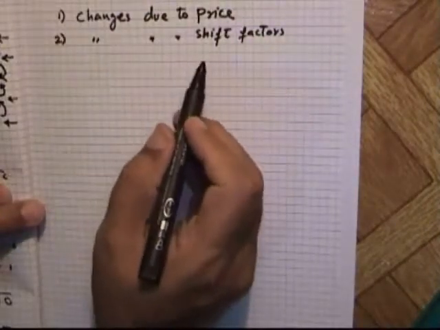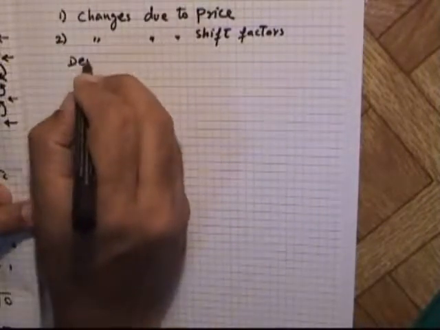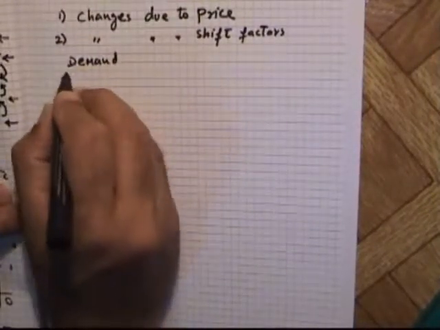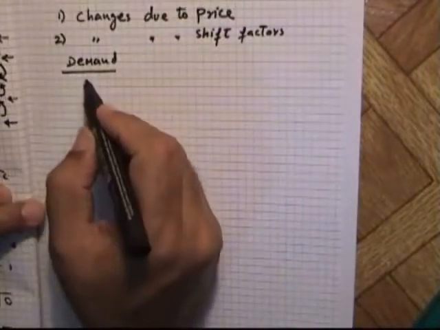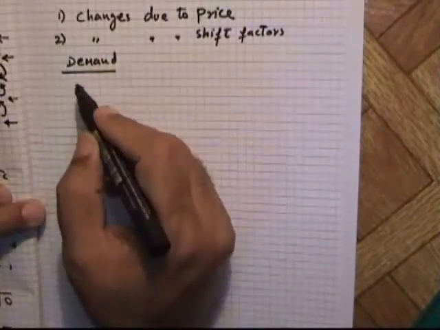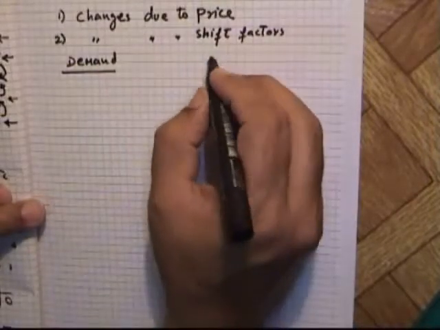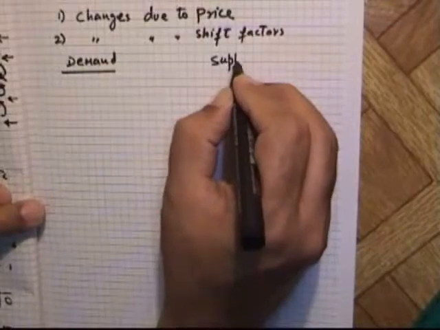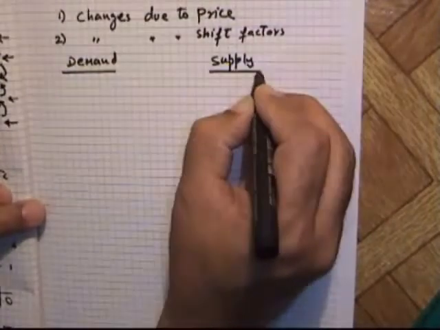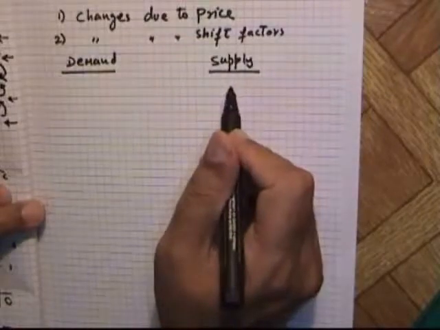In demand and supply, we have different shift factors. Like in demand, shift factors are those assumptions which we assume that these factors will not change when the law of demand is being analyzed. And shift factors of supply are those factors which we assume that they will not change when we are studying the law of supply.